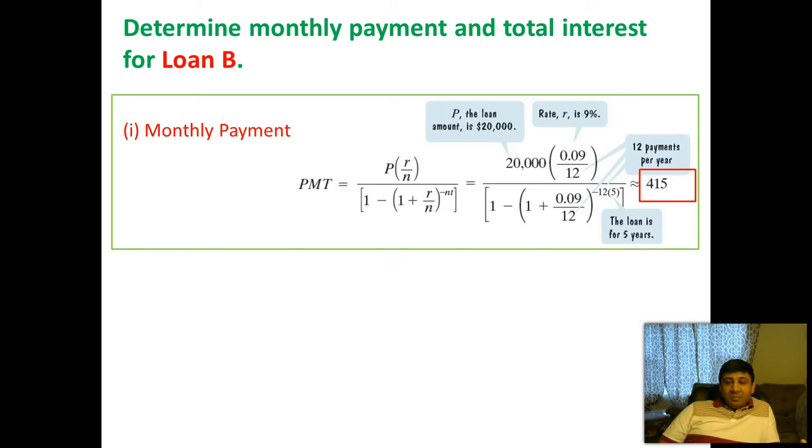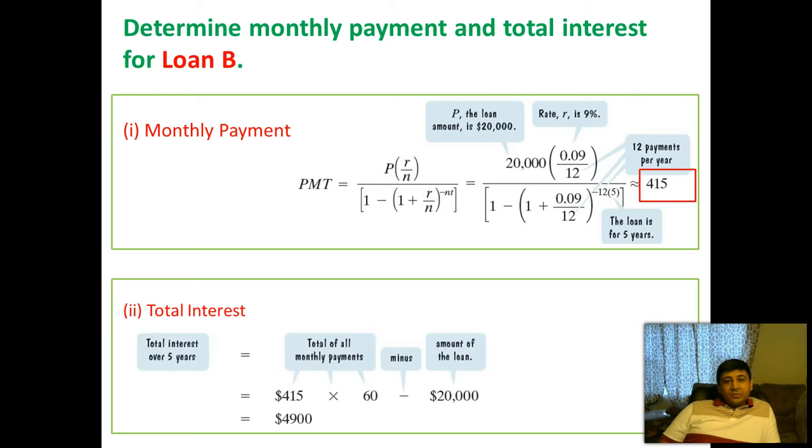Now let's see how much interest we will pay if we prolong it for 5 years. So total interest payments will be 415, our installment, times 12 times 5, 60 installments. This is the amount which we will pay, and this is what we really owe them. We owe them 20,000 and we will pay this much. When we calculate the difference, looks like we will pay them $4,900 in interest.